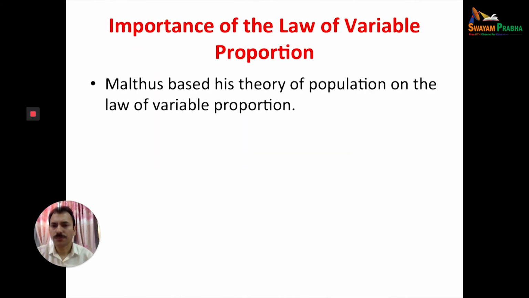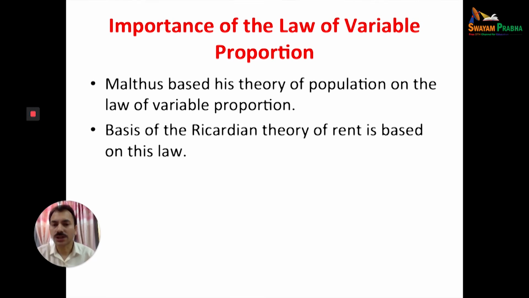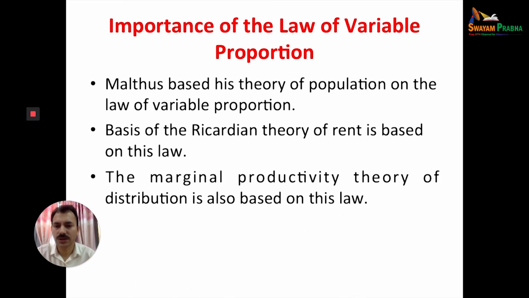Now, Malthus' theory of population is based on the law of variable proportion. Malthus has given a very important theory, the theory of population, which is based on, I will not discuss in detail, but this theory is based on the law of variable proportion. Even the Ricardian theory of rent is also based on the law of variable proportion. Ricardian theory we'll discuss in a coming lecture. That's in our curriculum. The marginal productivity theory of distribution, which we'll also discuss in a coming lecture, is also based on this law of variable proportion.